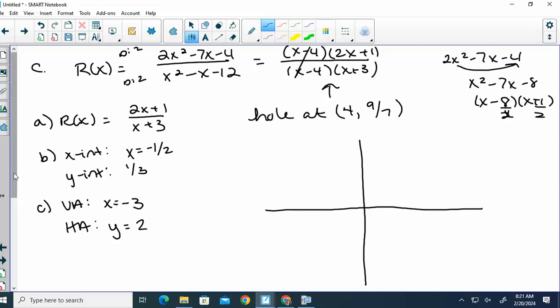Okay, we have a hole, we mark that with an open circle, at positive 4, 9/7, which is a little past 1. We have a horizontal asymptote at 2, and a vertical asymptote at -3.